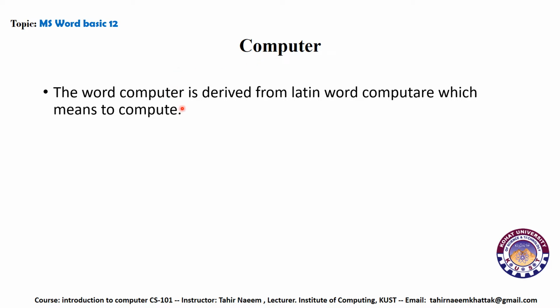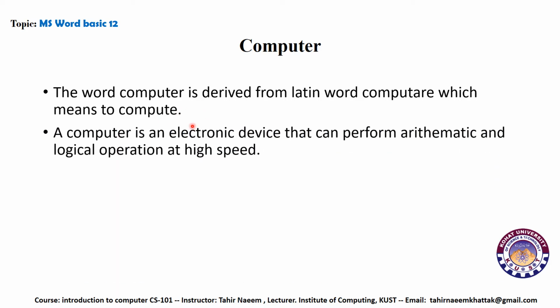The word computer is derived from the Latin word computare, which means to compute. Basically, the computer was primarily designed for calculation or computation. We can define a computer in different ways. The simplest definition is that a computer is an electronic device which makes our work easier, but this definition has some deficiency. So we can also define a computer as an electronic device that can perform arithmetic and logical operations at high speed.